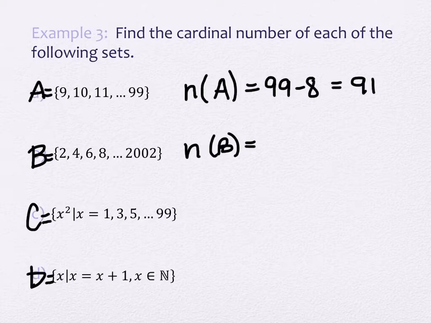On set B, we're skipping some. Exactly how many are we skipping? Like every other one, like half. So what would I have to do to find the number of items in this set? 2002 minus 0, and then divided by 2. The 0 is there because it's the next item before 2 in the pattern. And then dividing by 2 because I'm skipping every other one. So what would I get for this one?